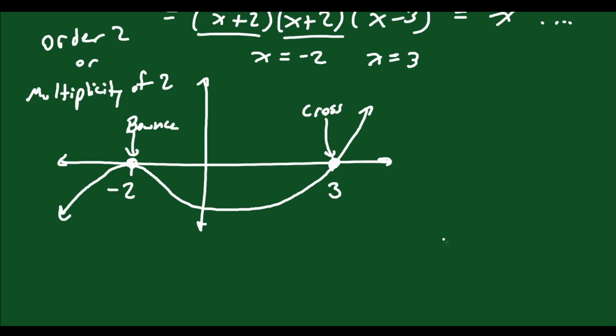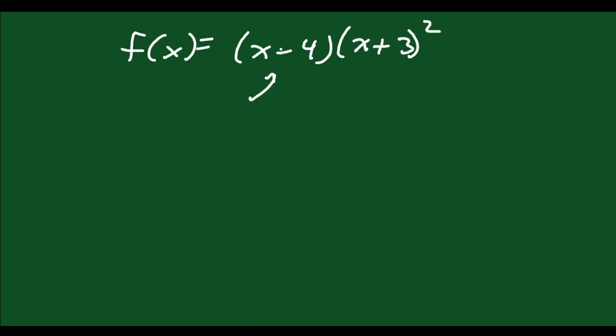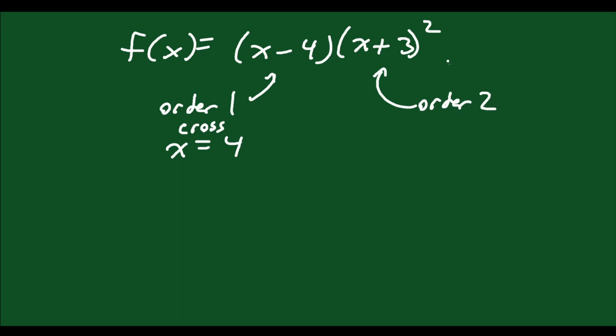Let's do another one. Let's say you have f of x equals x minus 4 times x plus 3 squared. Well, this first one here, you have an order of 1, or a multiplicity of 1, because it just appears once, right? And that's x equals 4. So because it's an odd order, that means it's going to cross at that point. This one here is an order 2, or a multiplicity of 2, because it's squared, right? It's appearing twice. So the root is x equals -3, but because it's an even order, or an even multiplicity, it's going to just bounce or touch the x-axis, right? It's not going to cross it.